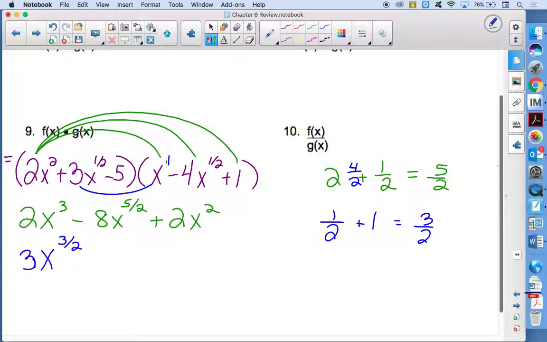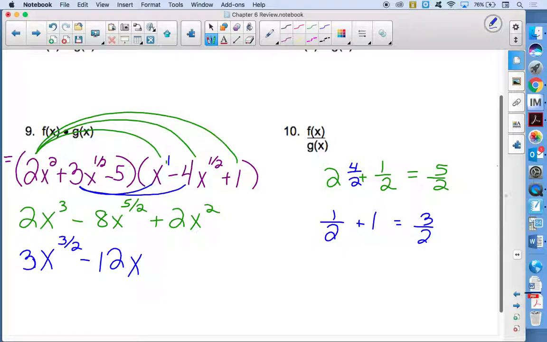So now taking this to the middle term, multiplying the numbers, 3 times negative 4 is negative 12. Adding the exponents, what's a half plus a half? A whole. So that just stays as negative 12x, because when you add 1 half plus 1 half, you get the value of 1, the whole value of 1.